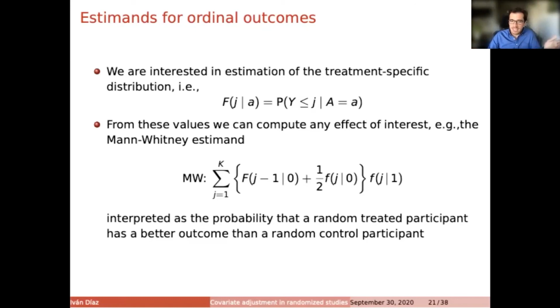You have to get the densities as well, the probability mass functions actually, and just do some contrast. The math I'm omitting here, but you can actually show that this estimand can be interpreted as the probability that a random treated participant has a better outcome than a random control participant, right? You can argue, again, for any other estimand, as long as it's well defined as a contrast of these distribution functions. And the Mann-Whitney estimand that I'm showing here is just an example. But I'm going to focus on estimation of the treatment-specific distribution F_j(a).